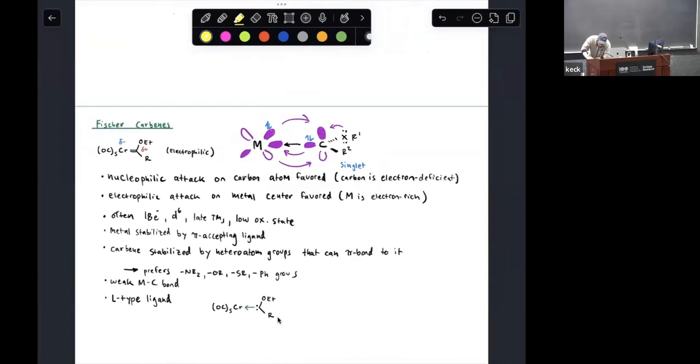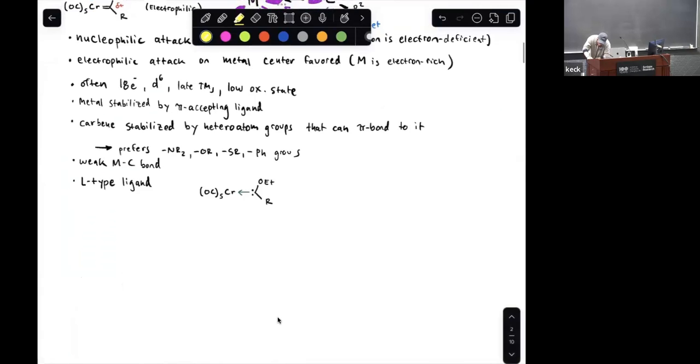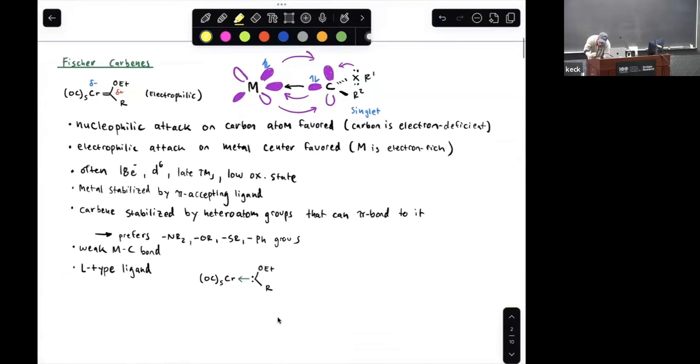Okay, we'll take each section then in a little bit more detail. So first, Fischer carbenes. We said that in Fischer carbenes, the metal is more delta minus, the carbon is delta plus, and overall electrophilic. Here's what an MO cartoon depiction looks like.